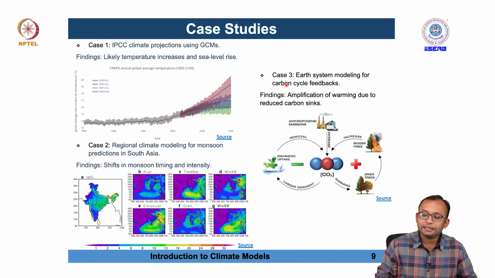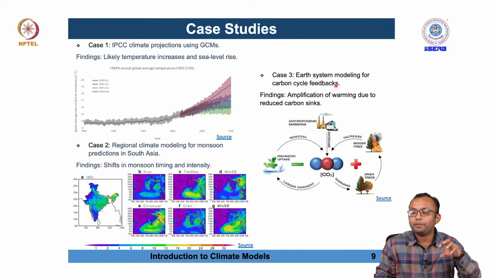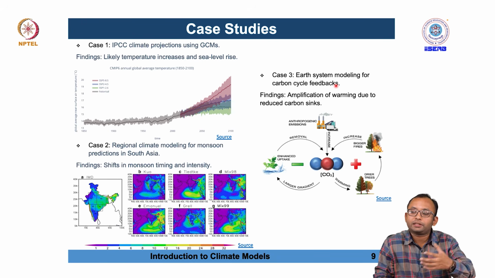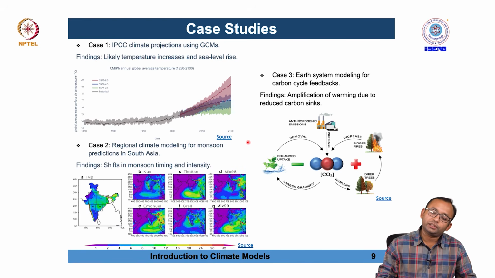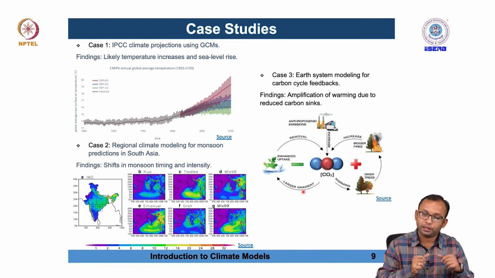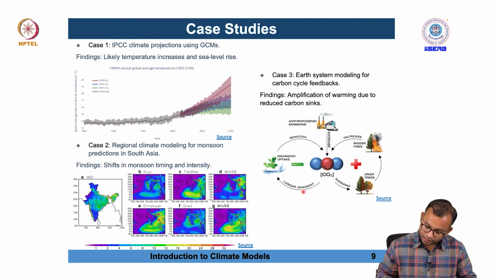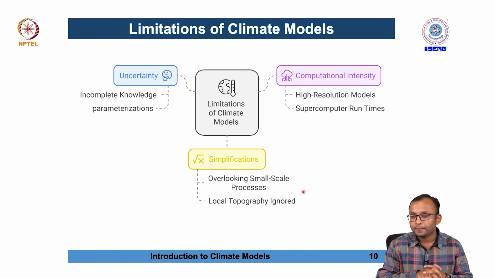Then we have case 3, which is earth system modeling for carbon cycle feedback. We are primarily looking at how the earth system will behave when the carbon cycle behavior changes, whether it is a positive change or a negative change, and once we have a positive feedback what will happen, and once we have a negative feedback what will happen in atmospheric warming scenarios. So all of these hypotheses can be checked once we have already set up the climate model, and it can be used for testing these sorts of hypotheses.